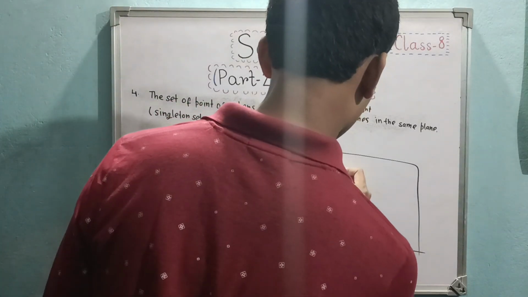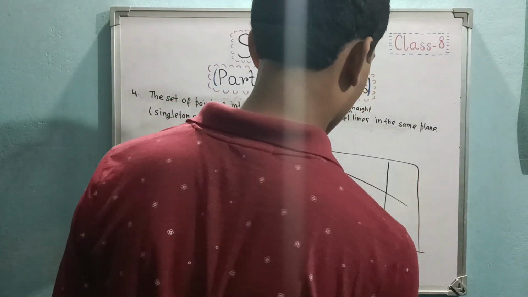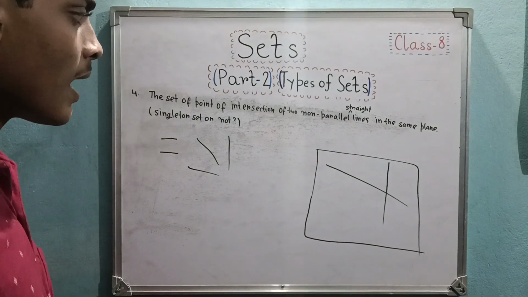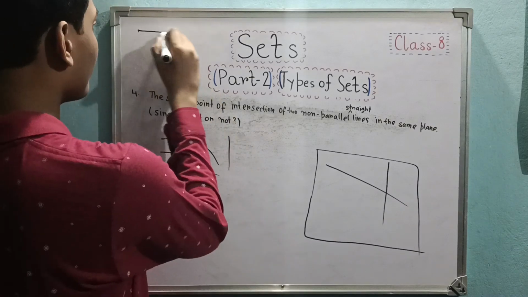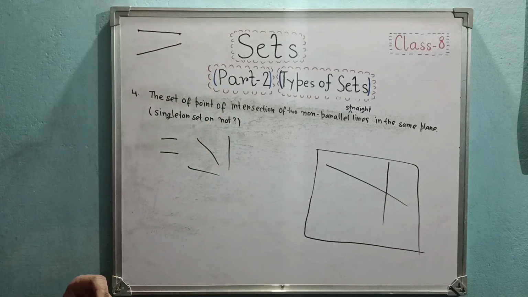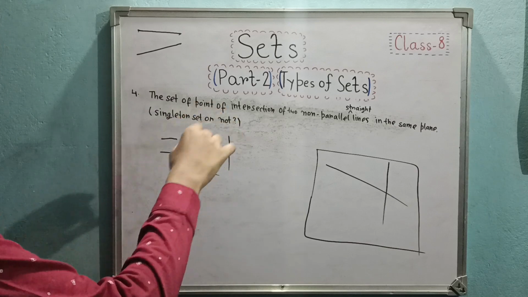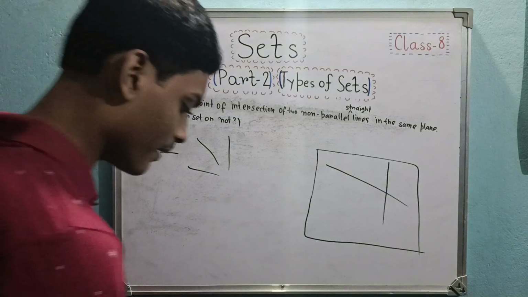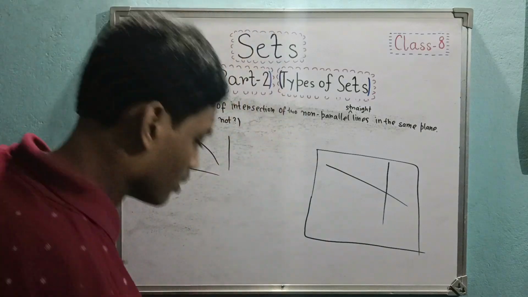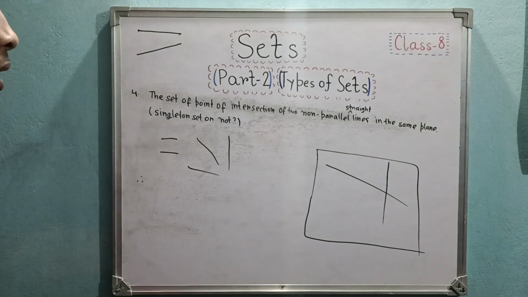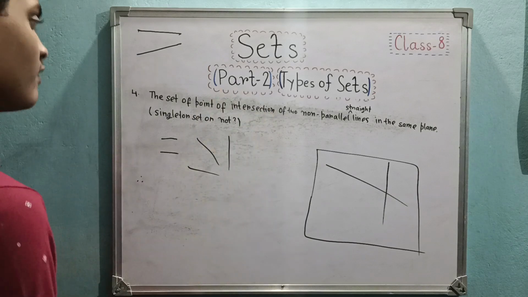So if I just draw two non-parallel lines like this, do they have two points of intersection anyhow? It can't be, right? Even if I draw like this, non-parallel, at some point they will meet. They will not meet twice or thrice. They will meet only once. So what does this mean? Two non-parallel lines in the same plane meet only at one point. Therefore, as only one point of intersection is there, only one element is there. Therefore, this is a singleton set.